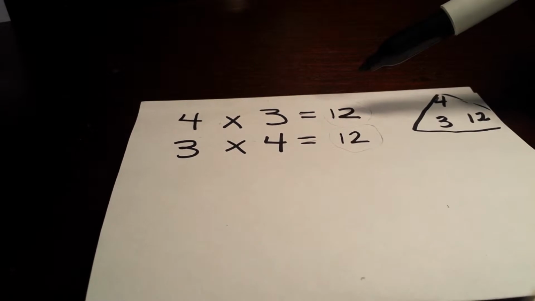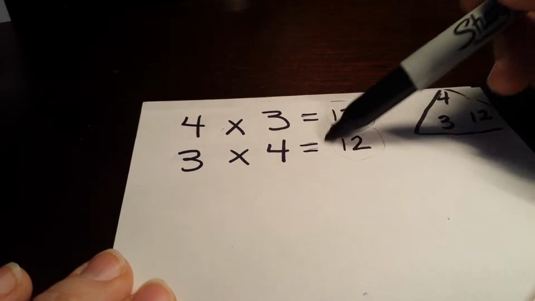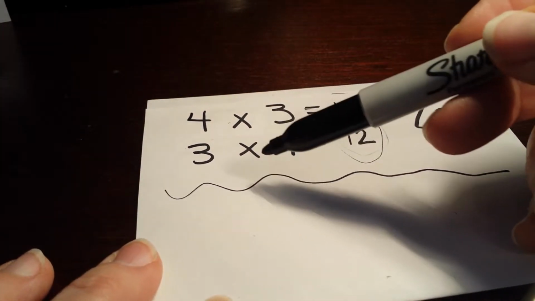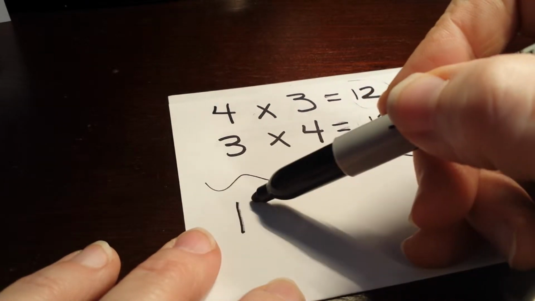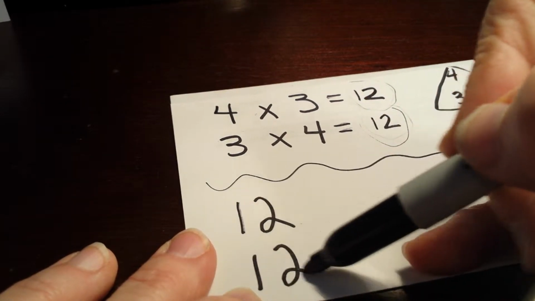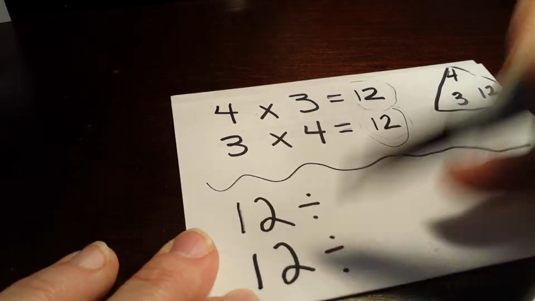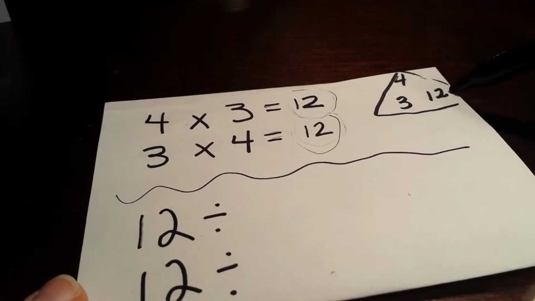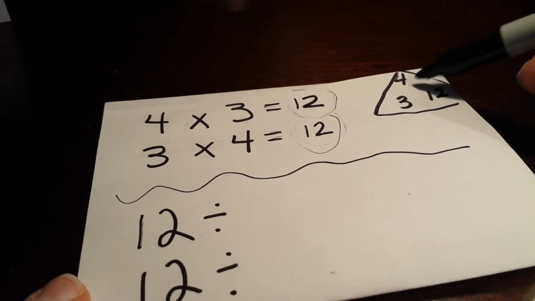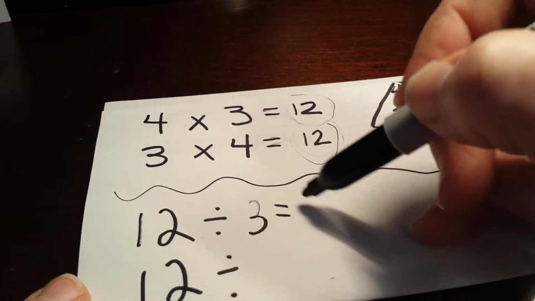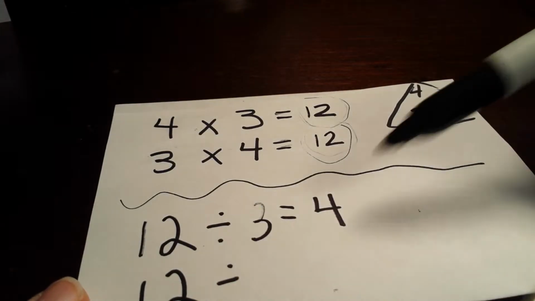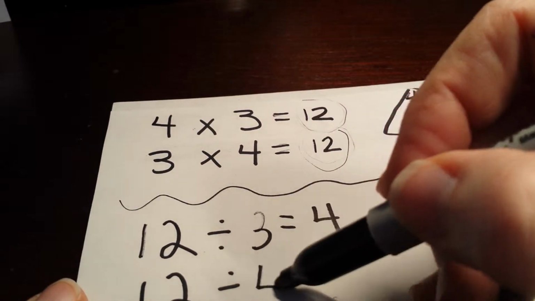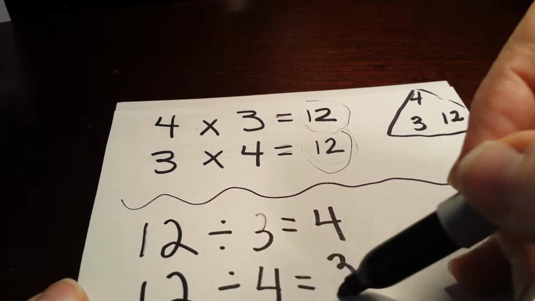Now, for division, we're going to start with our product. So I'm going to write 2 division problems to go with our fact family. We're going to start with 12 on these. 12 divided by. We have to use all 3 of these numbers. 12 divided by 3 equals 4. And then we can move them around and say 12 divided by 4 equals 3.